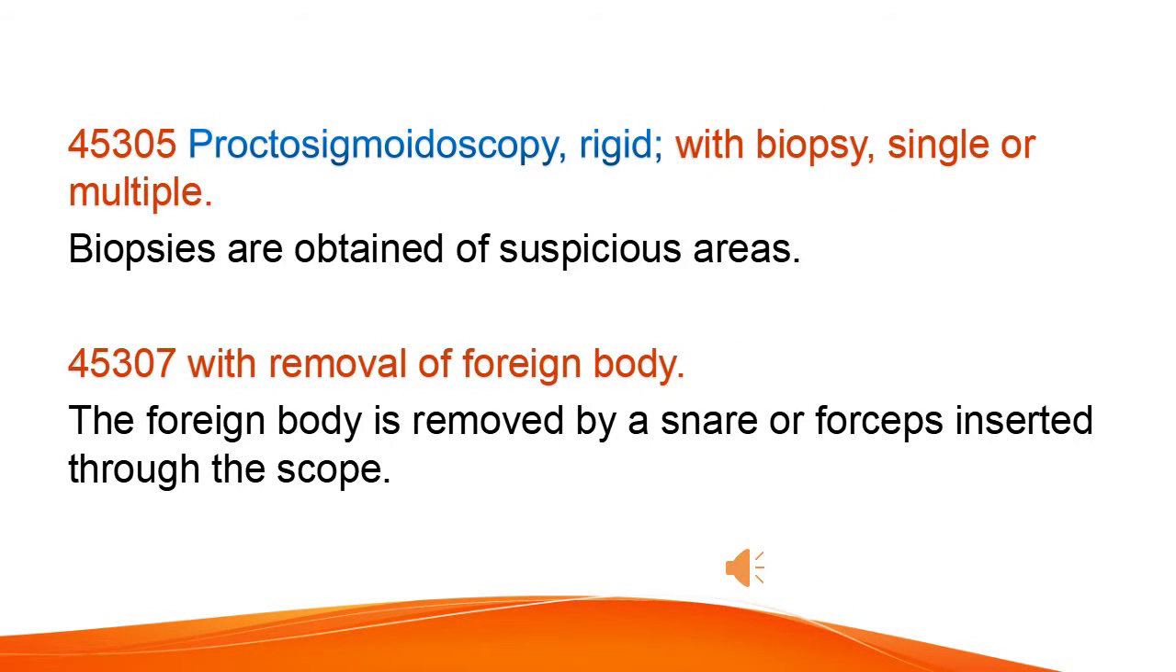Proctosigmoidoscopy, rigid, with biopsy, single or multiple. Biopsies are obtained of suspicious areas. With removal of foreign body. The foreign body is removed by a snare or forceps inserted through the scope.